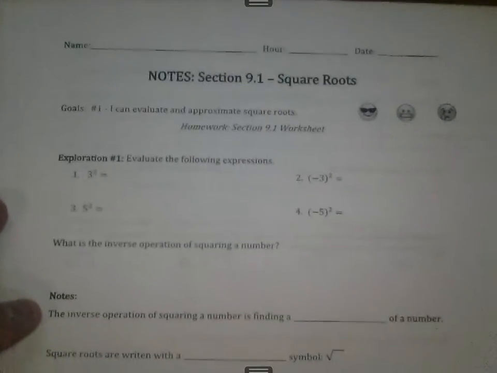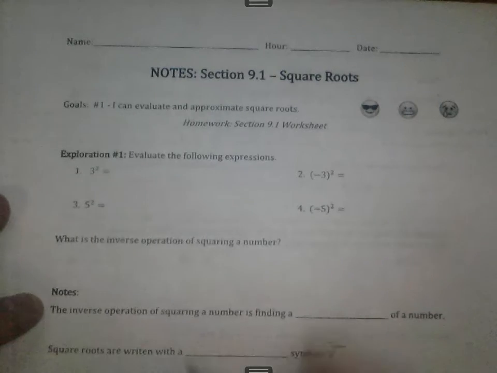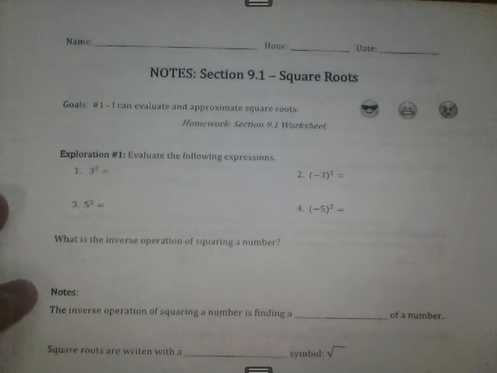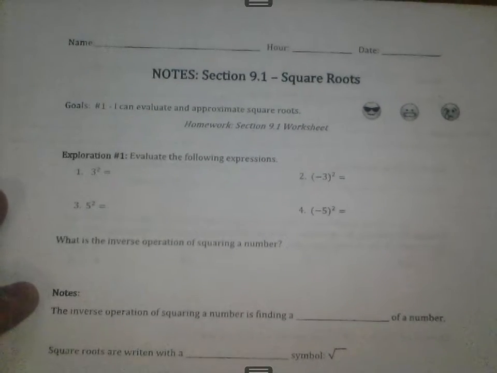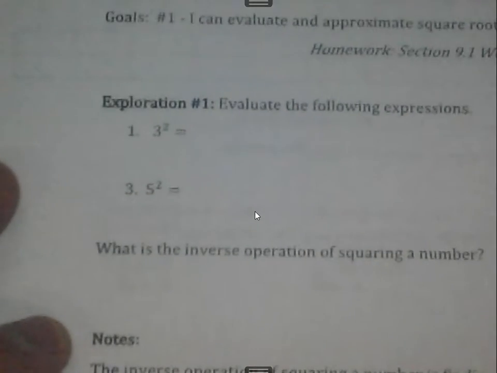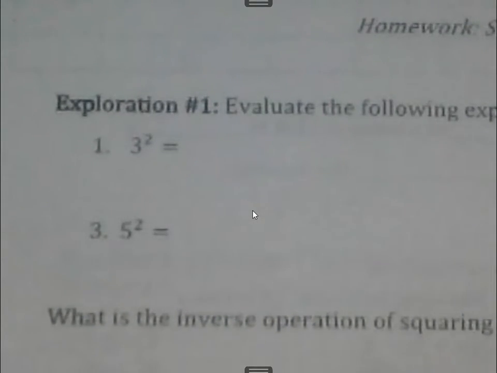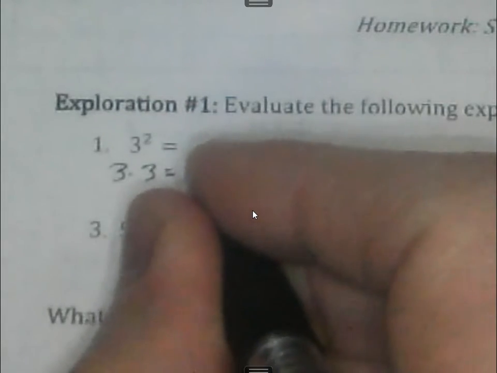All right, today what we're going to look at is section 9.1, which is square roots. The goal of today is that I can evaluate and approximate square roots. First thing we want you to do is try the exploration. So in the first one, try taking 3 squared. Now the answer is going to be 3 times 3, which is equal to 9.